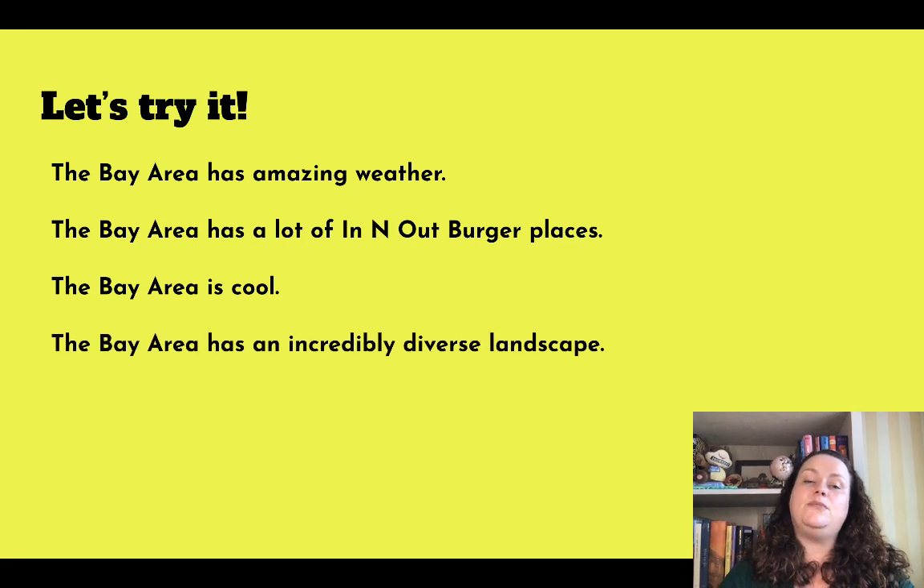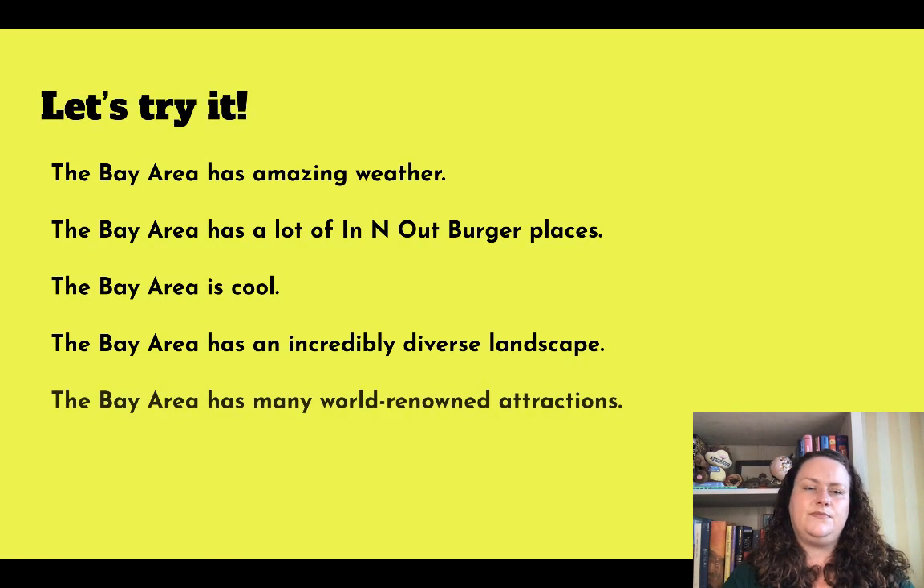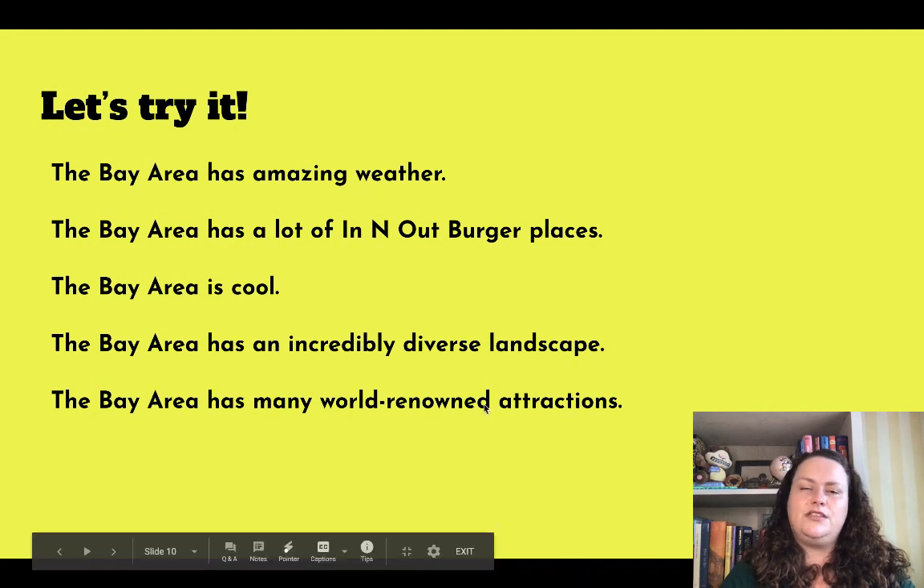The Bay Area has an incredibly diverse landscape. Okay, that seems like a possible good reason that I could write about. It's absolutely true, right? There's redwood forest, there's hills, there's wetlands, there's a beautiful Pacific Ocean. So I think I could write about that, so I'll keep it on the list. The Bay Area has many world-renowned attractions. Absolutely. I know people come from all over the world to see things like Alcatraz and the Golden Gate Bridge and some of the great museums. So I think that's another contender.